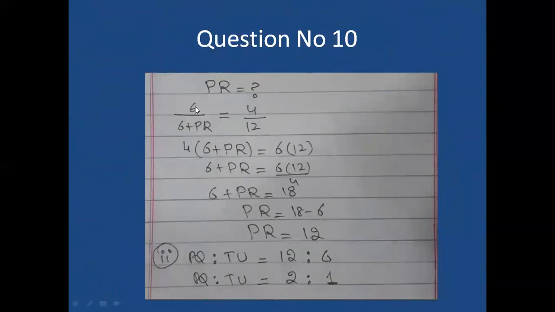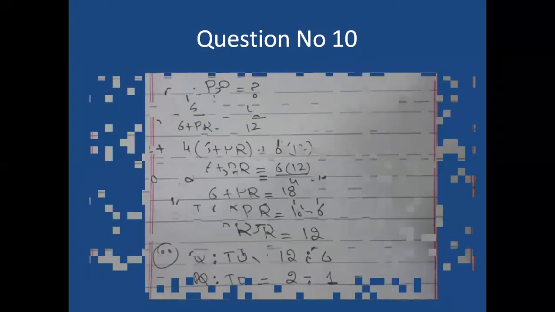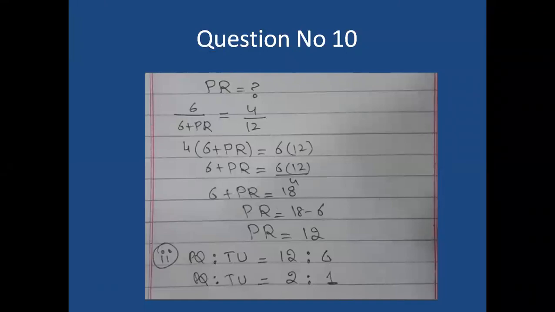Now the PR is the question. So 6 divided by 6 plus PR equals 4 divided by 12. So cross multiply. So 6 bracket 6 plus PR equals 6 into 12. So 6 plus PR equals 6 into 12 divided by 4. So 6 plus PR will equal 18. So PR will equal 18 minus 6. So PR equals 12. So this is how you find the PR, that's 12. So the value of RT is 6 and the value of PR is 12.